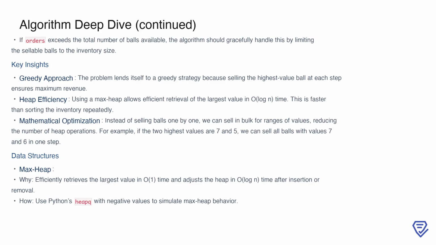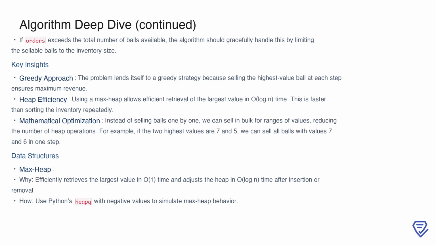A deeper look into the problem reveals that the greedy approach is the most effective strategy here. By always selling the highest value ball available, we ensure that the revenue is maximized at every step. The use of a max heap is key to this efficiency. It allows us to retrieve and update the largest value in logarithmic time, which is far more efficient than repeatedly sorting the inventory. Additionally, we can optimize further with a mathematical approach.